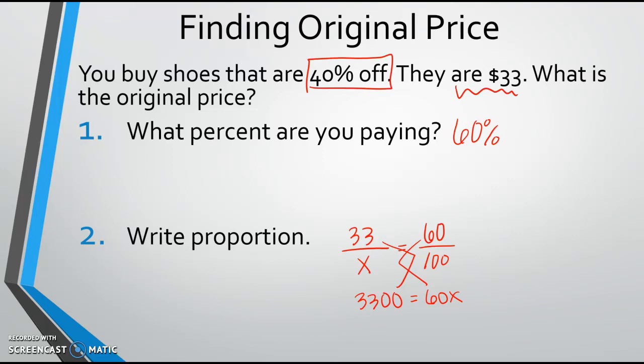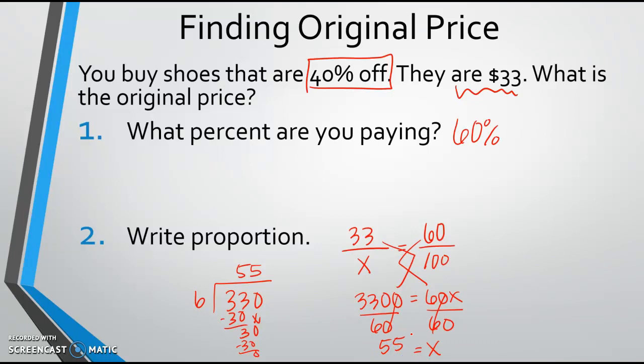So then for here, we're going to divide both sides by 60 to get our value. We're left with x on the left. I'm going to eliminate some zeros on the right. I'm going to do my long division here. So 6 can go into 33 5 times. I'm left with 3 left over. Bring down my 0. 6 goes into 30 5 times. So our answer here should be 55. So what that means is our original price of these shoes is $55. So my answer would be 55.